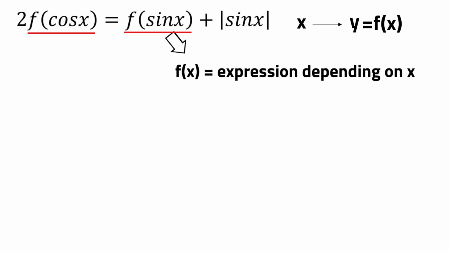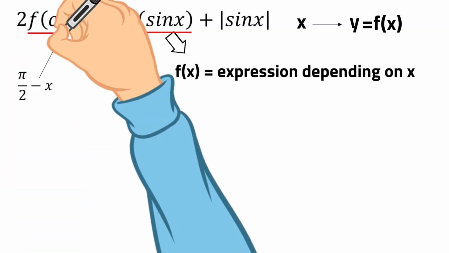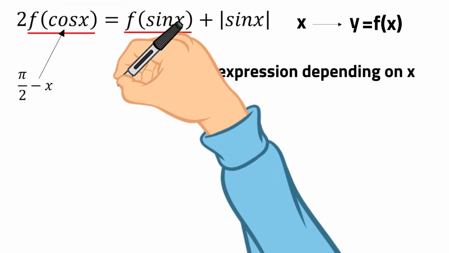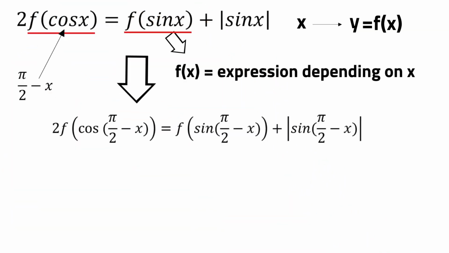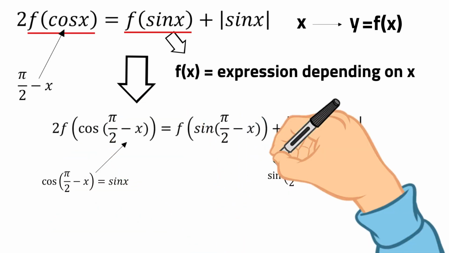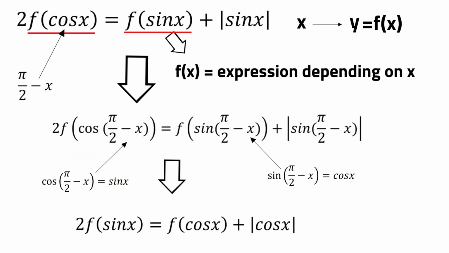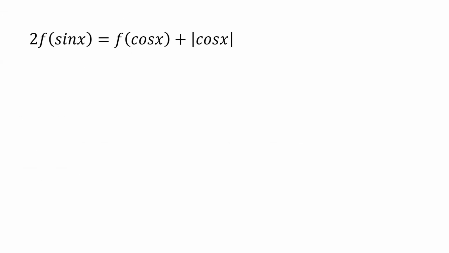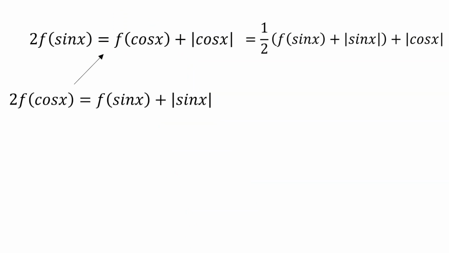Since the given equation should hold for all real x, it should also hold for other arguments, like pi divided by 2 minus x. For this argument, our equation will have the following form. And by using the basic properties of sine and cosine, we can simplify this equation to this form. Now, we can recall the original formulation of the math problem and use it to rewrite f of cosine x.